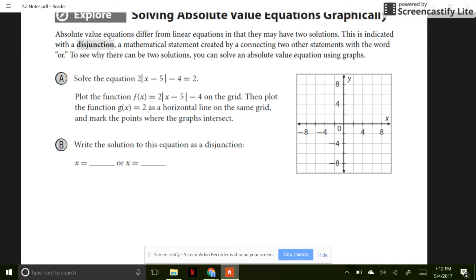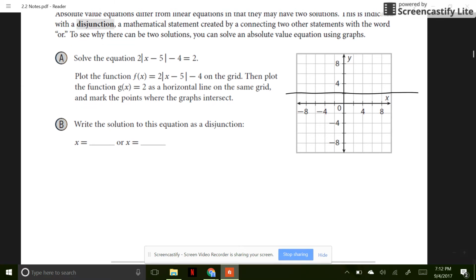So we want to solve this given equation. The way they want us to do that is to plot the original function, 2 absolute value of x minus 5, minus 4, on the grid, and then plot a second function, g of x equals 2, as a horizontal line on the same grid, and find the points where the graphs intersect. Easy one first: we can graph the horizontal line y equals 2. Then the little harder part is graphing the other function.